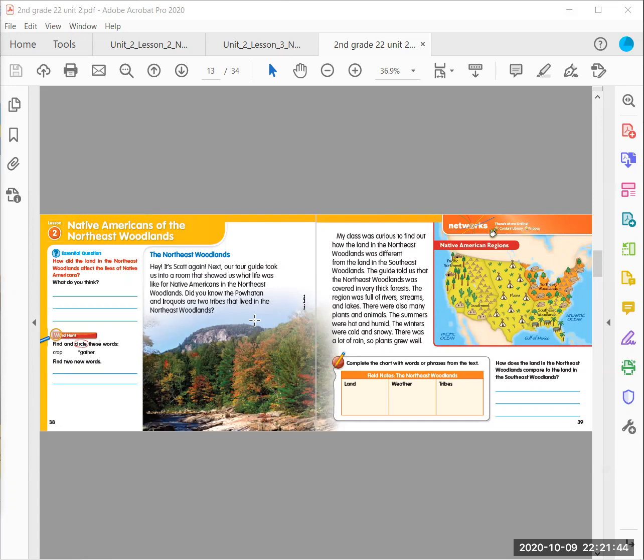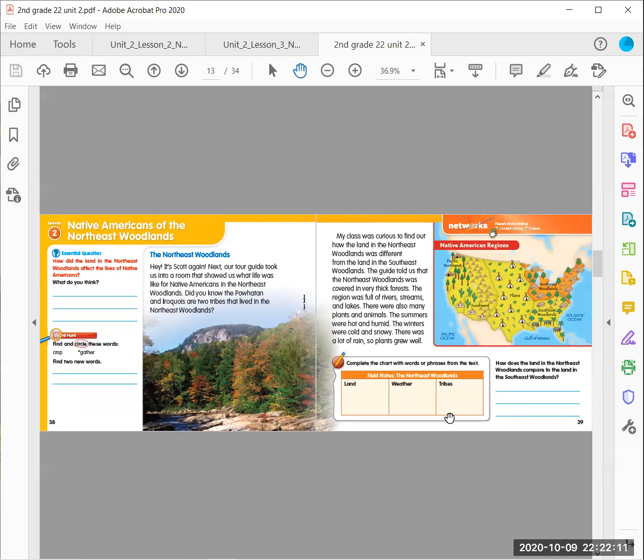So take a minute to go ahead and answer that question, and we're going to take a look at our map. So you can see the area up here is the Northeast Woodlands, and the area right here is the Southeast Woodlands. So go ahead and answer your question. Now, we did do the Southeast Woodlands last lesson, so you can flip back to help you find your answer.